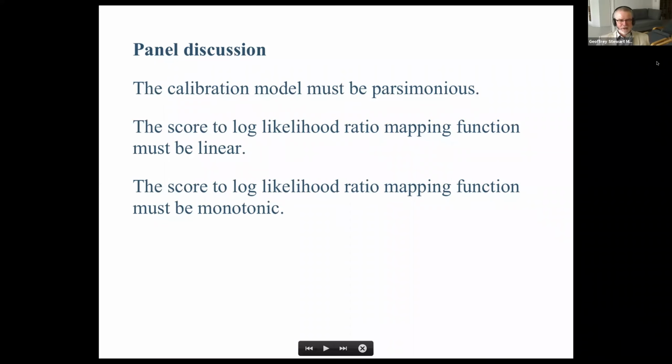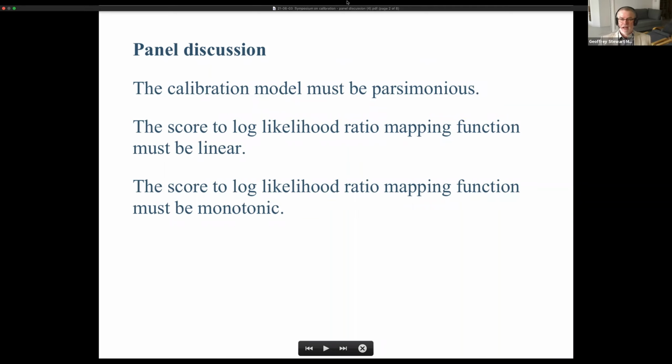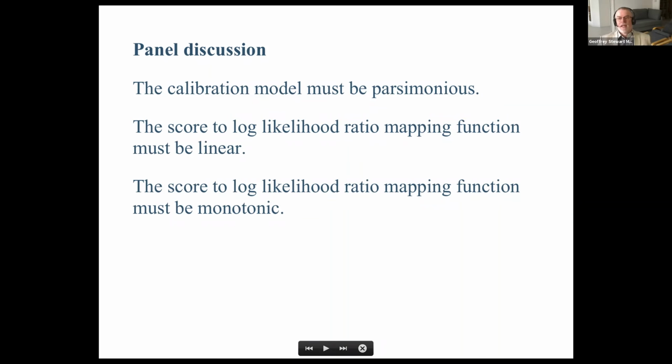Well, so the first one, I think yes, that's the nature of what produces a well-calibrated output. It's having a large amount of data to train a small number of parameter values, so that you get good estimates of parameter values. So by that, in those terms, yes, parsimonious. It doesn't have to be linear. It should be monotonic. And I think that's all I have to say.